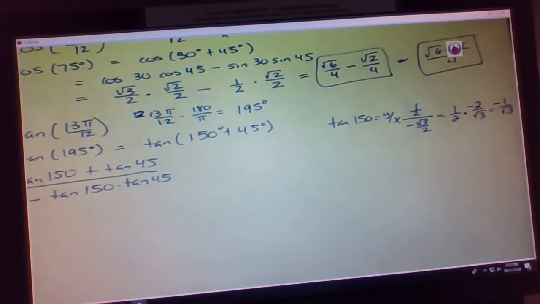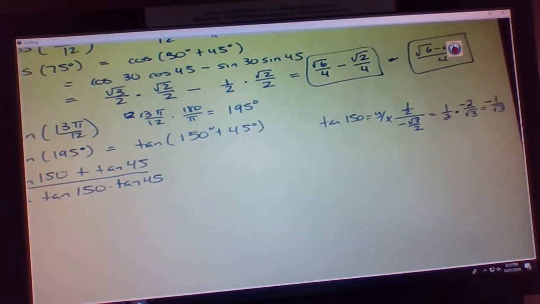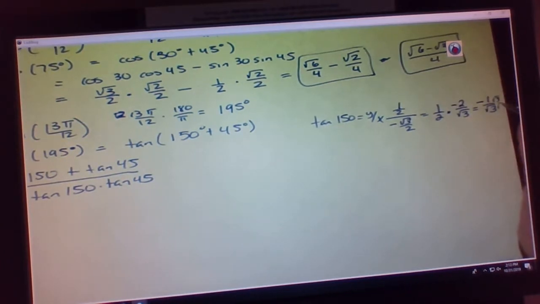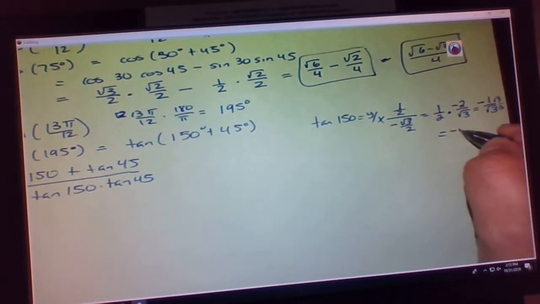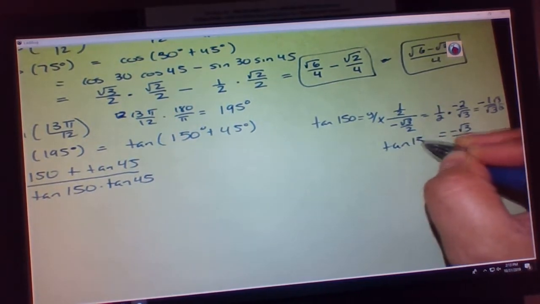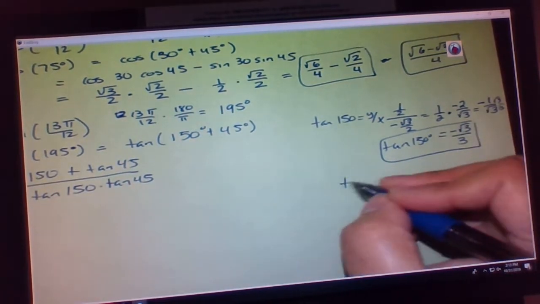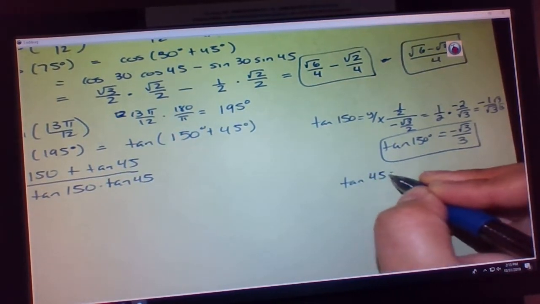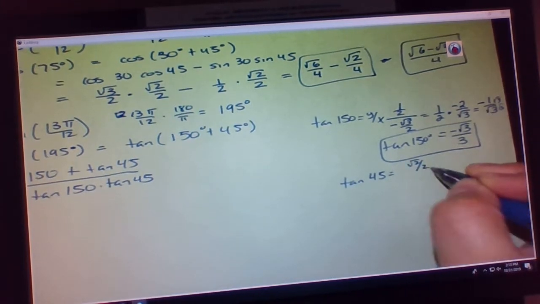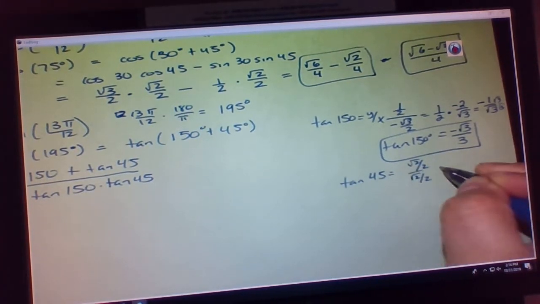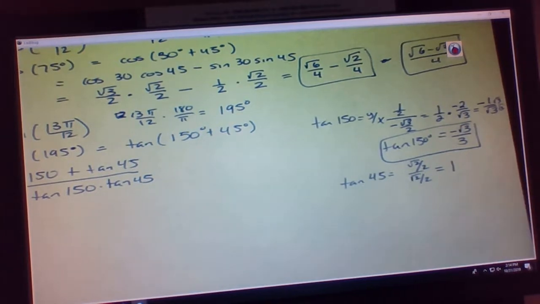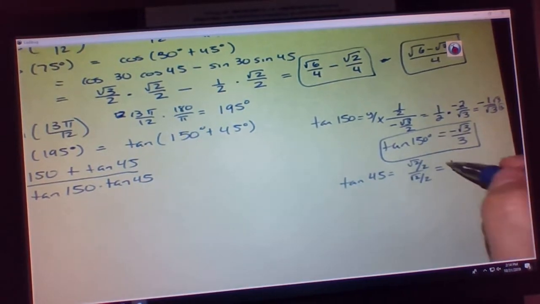And then what do you have to do with that? Multiply by square root of 3 over square root of 3. So this becomes negative square root of 3 over 3. This is for the 150. Are we okay with that? Now, the tangent of 45 is the square root of 2 over 2 over the square root of 2 over 2, which just gives me what? 1. So we already have both of the things we need.